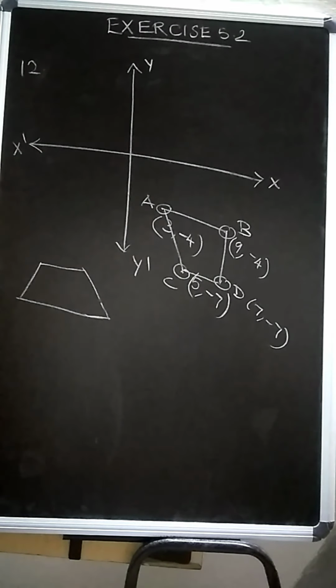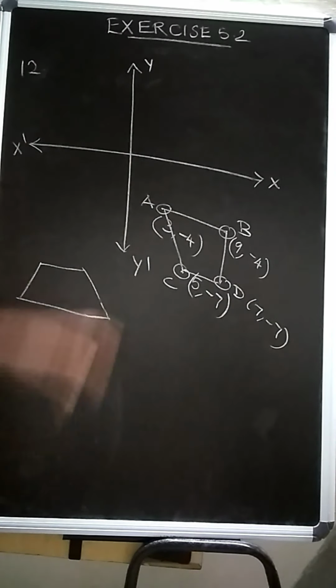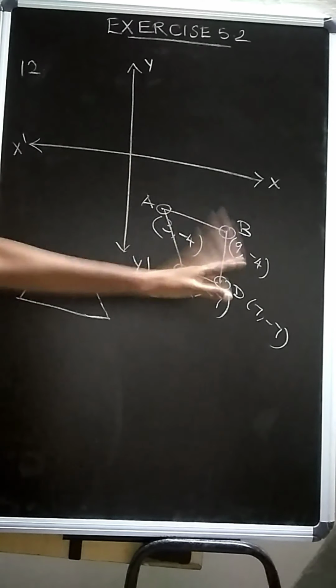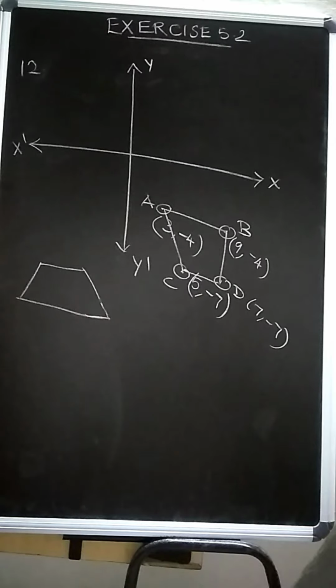So we can write that since the slope of AB is equal to the slope of CD, those opposite sides are parallel. And the slope of AC is not equal to the slope of BD. Therefore, AC is not parallel to BD. Therefore, the given vertices ABCD form a trapezium.